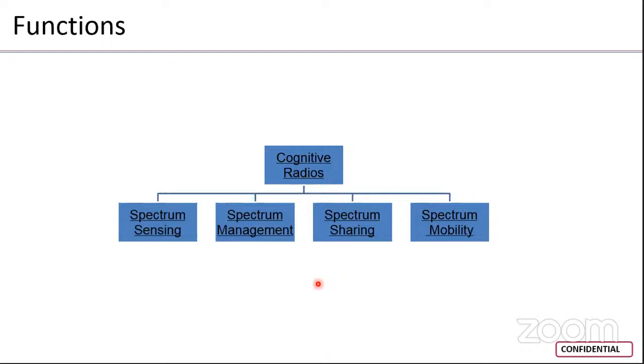So what is spectrum sensing? You have a wide range of frequency and you make use of a particular frequency or spectrum which is free at that particular point of time. Next comes spectrum management. You have a wide range of spectrum, so how do you manage it for different applications, different processes, and different types of signals? That is what we call spectrum management.